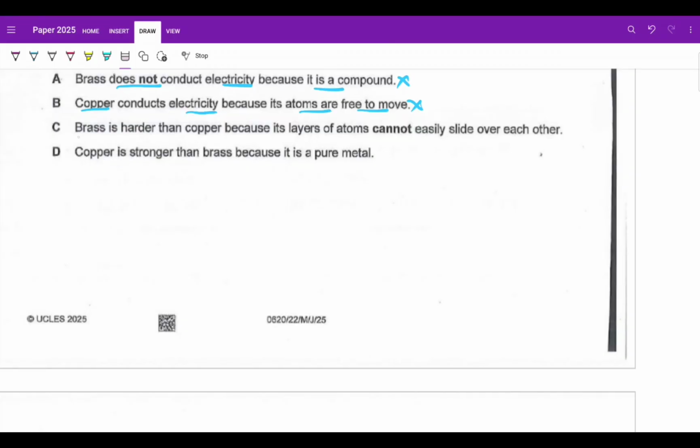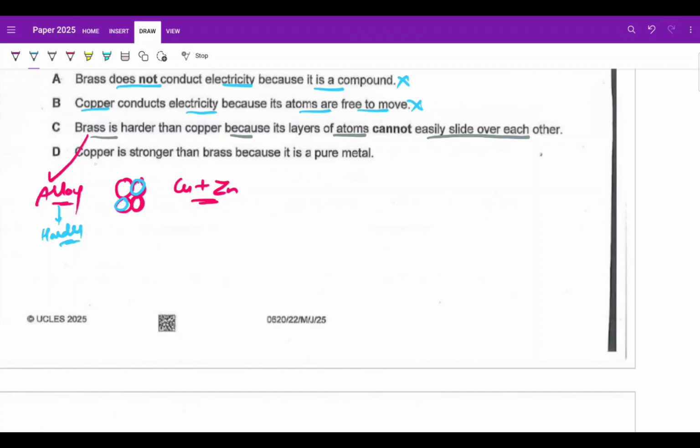C is brass is harder than copper because the layers of atoms cannot easily slide over each other. This could be correct because brass is an alloy. Whenever you convert a metal into an alloy, the atoms of different metals come between the layers. What I mean to say is, brass is an alloy of copper and zinc. When atoms of zinc come in between copper atoms to form an alloy, the slip and slide movement gets affected. Thus, alloys are harder and less malleable and ductile than pure metals. Therefore, this could be the correct answer.